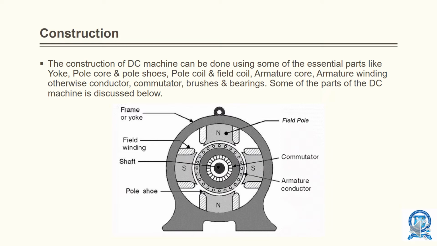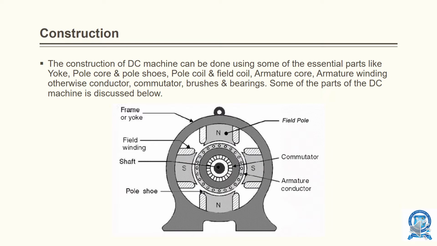The field is located on the stationary part of the machine, which we call the stator, and it consists of main poles, interpoles, and a frame or yoke. So these parts come under the stator, or the field system. The armature is the rotating part of the DC machine, and it consists of armature core, slots, and armature winding. These come under the rotor.